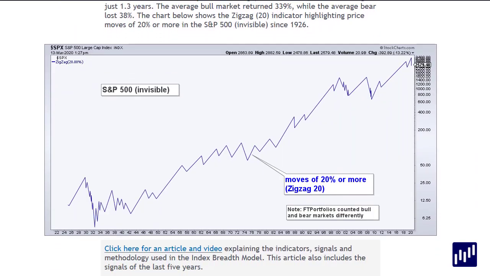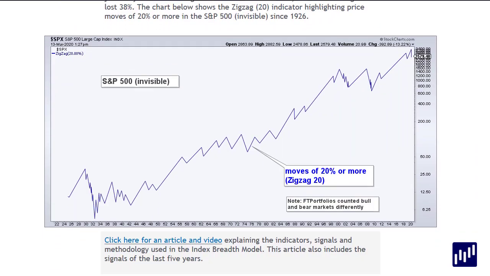And I was also looking at the bear market bounces. And that's what we'll get to here. But here's a zigzag chart of the S&P 500 showing moves of 20% or more. The S&P 500 is invisible on this chart, but it goes back to the 20s there. And you can see after the '29 crash in the bear market, we had a number of 20% bounces. I'm not saying we're at '29 right now.